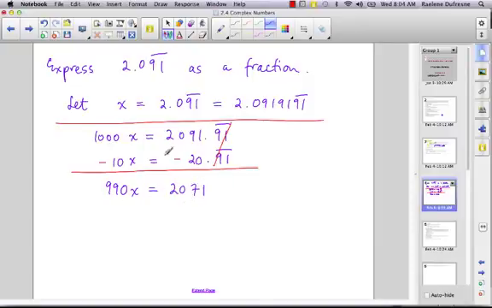And from here, we can express the fraction for x, which is the same as the decimal 2.091 repeating, as 2071 divided by 990. Now, except for checking to see if we can reduce, this is our final answer for the decimal 2.091 repeating as 2071 over 990.